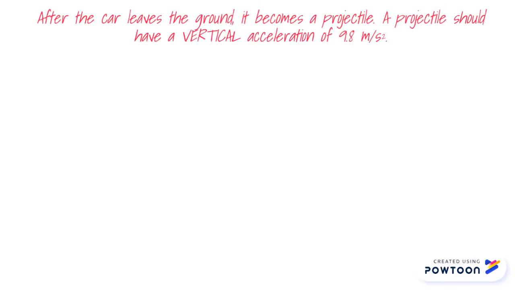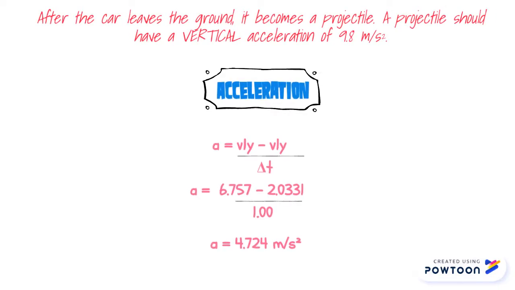But wait. That makes no sense at all. Here's why. As soon as the car left the ground, it became a projectile, and a projectile has an acceleration of 9.8 meters per second squared. However, the acceleration we calculated is 4.724 meters per second squared.